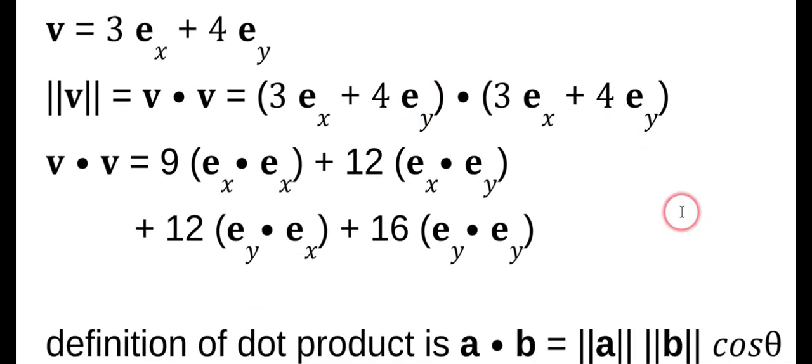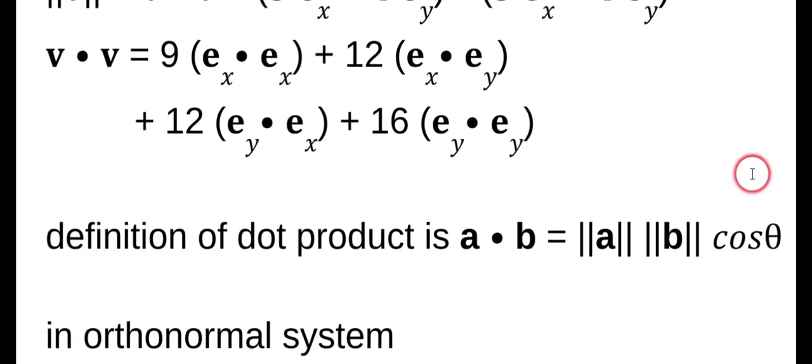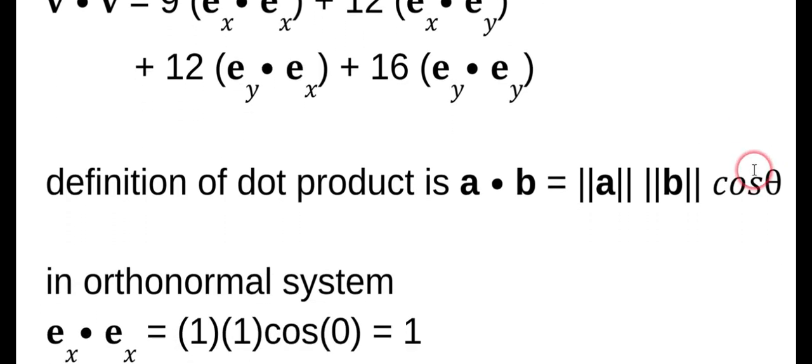The definition of the dot product is vector A dotted with vector B is equal to the magnitude of A times the magnitude of B times the cosine of the angle between these two vectors. All right, so let's look at these basis vector dot products. In an orthonormal system, Ex dot Ex, we know the magnitudes are 1 because we said they were. What's the angle between them? Well, they're on top of each other, so it's 0. So the cosine of 0 is 1. So it's 1 times 1 times 1.